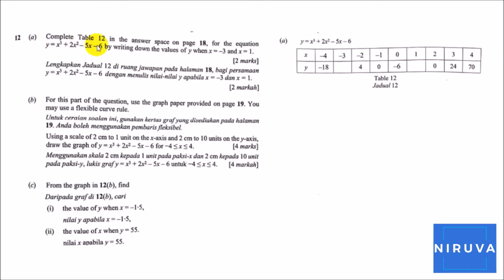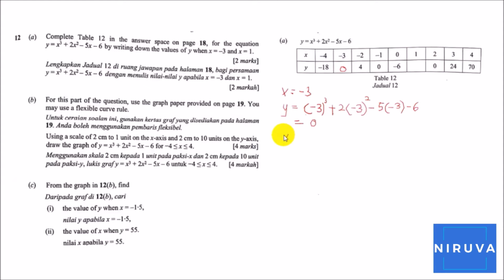Okay, question 12a, complete table 12 for the equation by writing down the values of y when x is negative 3 and x is equal to 1. So when x is equal to negative 3, substitute the value of x. We have (negative 3) cubed plus 2 times (negative 3) squared minus 5 times negative 3 minus 6, which is equal to 0. So y is 0.